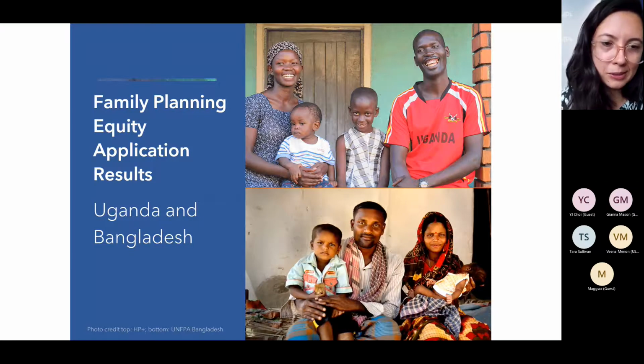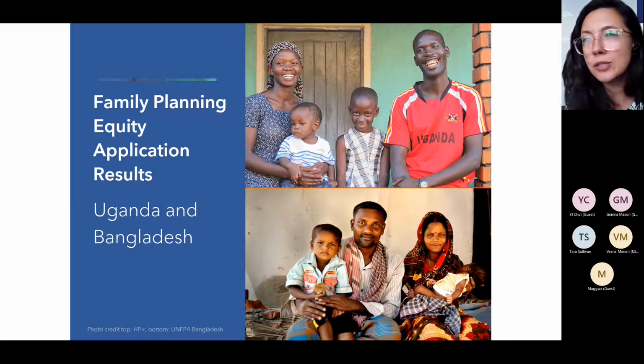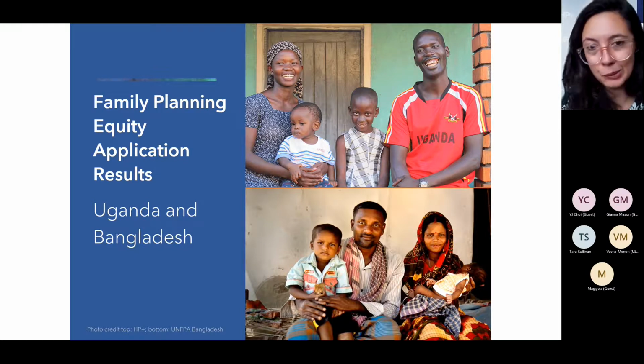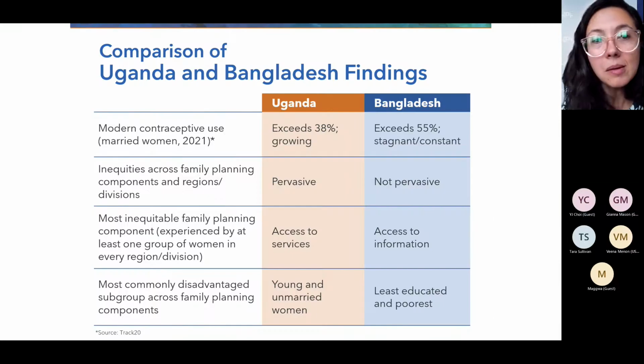So let's have a look at some results. I think this is going to be most helpful. So this is specifically results from Uganda and Bangladesh. And we chose these two countries because they actually had very unique profiles of inequity. And you'll see what I mean now.